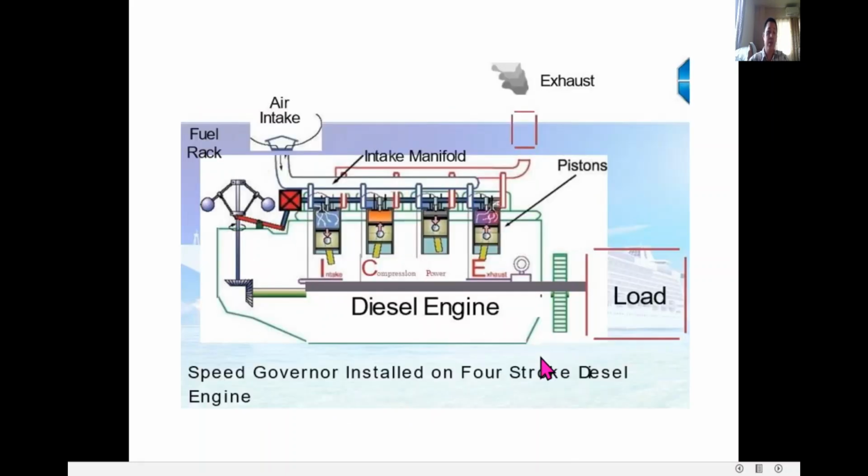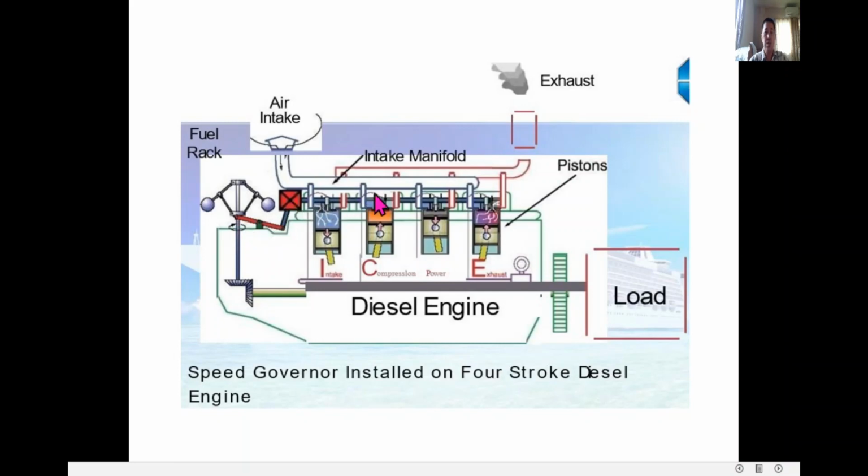Next, this is an example: a speed governor installed on a 4-stroke diesel engine. As you can see here, this is a load, either an alternator or pumps, etc. There is a magnetic pickup, or magnetic sensor, as you can see here at the flywheel. It gives a signal to the governor, and it gives more fuel.